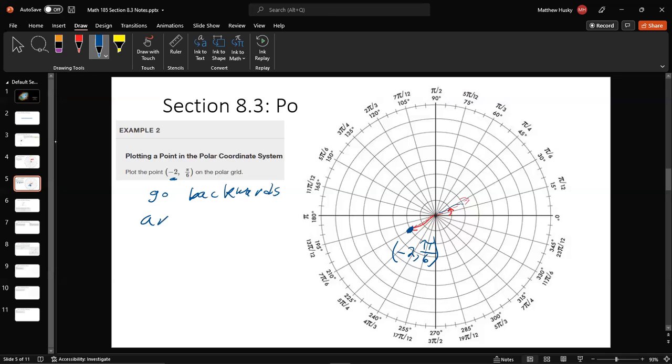And so it's an angle 180 degrees, also known as pi, since we're in radians, a 180 degree turn from the original. So that would be how you would graph something with a negative radius. That's what a negative radius would mean.